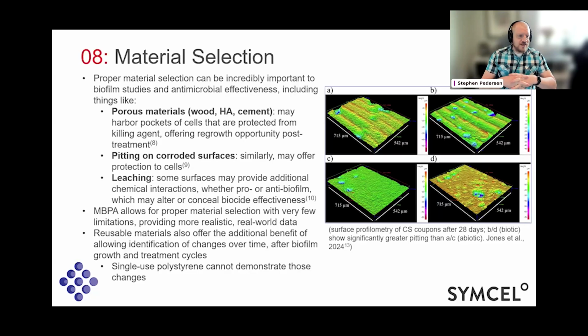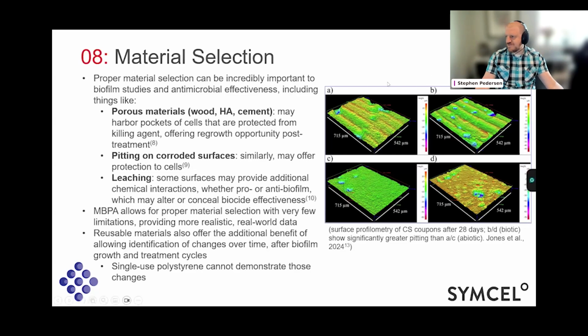Similarly, there might be some pitting, some corrosion effects on some of these metal surfaces, like the carbon steel that we talked about, and that pitting over time can also provide locations for that biofilm to be protected and to stay alive and provide regrowth opportunity. You're not going to see that on that polystyrene. One thing that I think is really interesting with this is, since the carbon steel coupons are reusable, you can see that change over time, experiment to experiment, using the same coupons. You can see that corrosion effect take place and see how that affects your antimicrobial or your treatment.